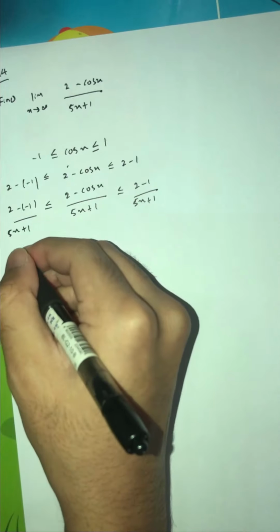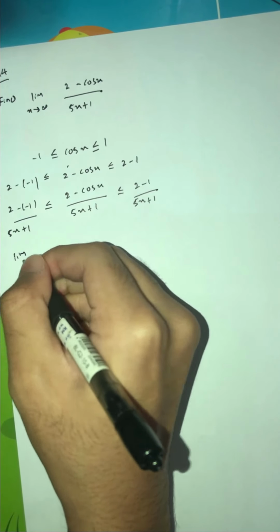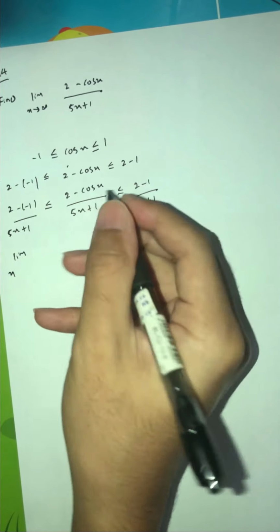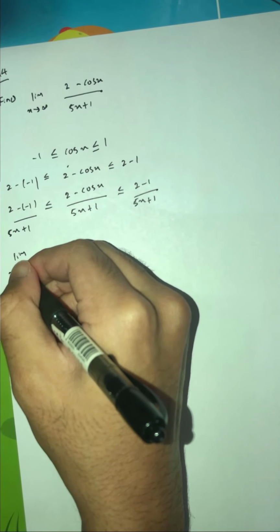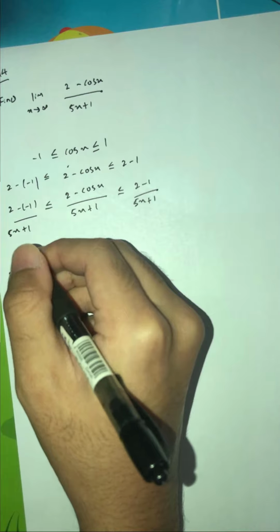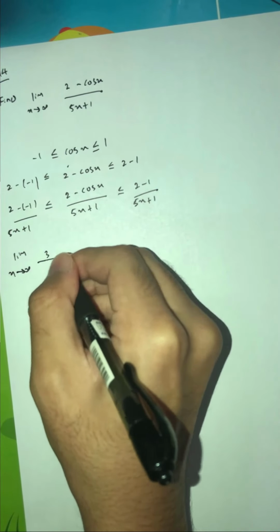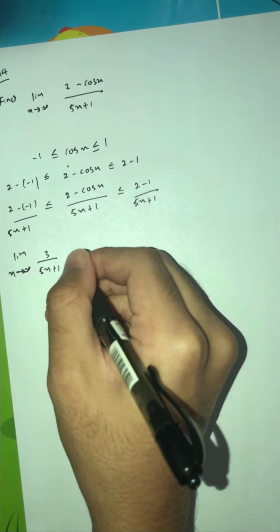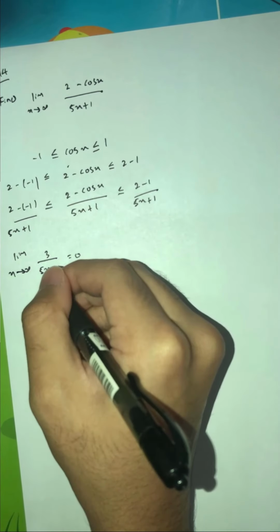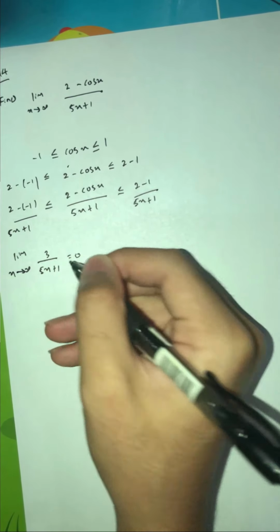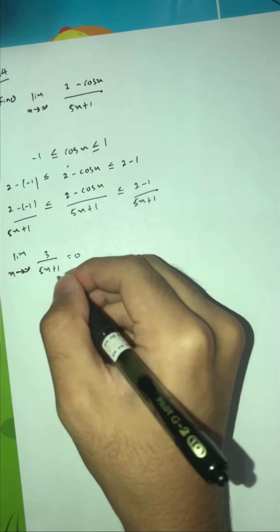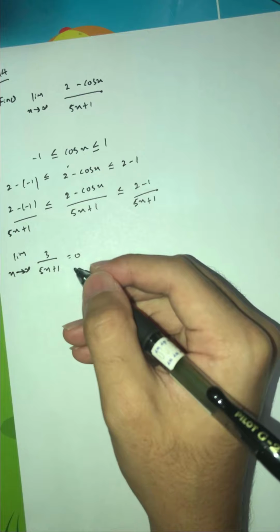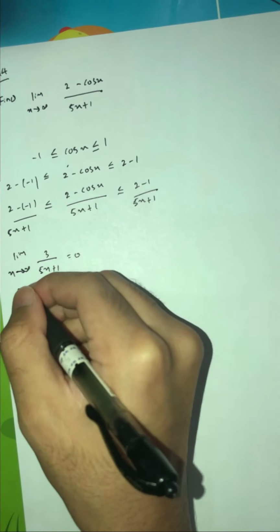So basically the limit of x, now we don't have trigo anymore, right? So the limit as x approaches infinity of 3 over 5x plus 1 is equal to 0, right? The bottom is infinity, of course it will be 0. 5x plus 1 is infinity, right? So 3 over infinity must be 0.